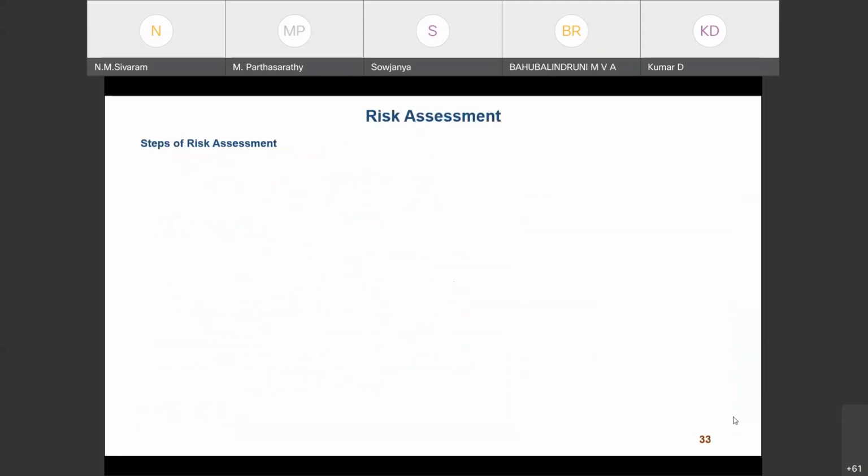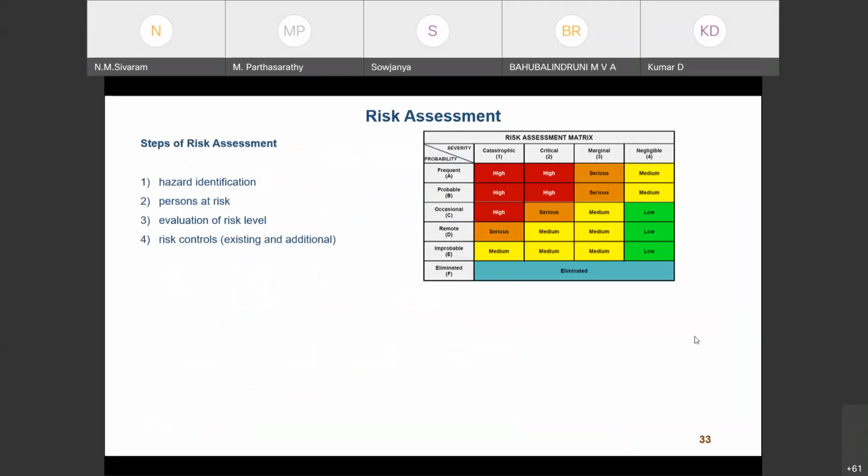So, the steps of risk assessment. First you have to identify the hazards. Then you identify the persons at risk. Then you evaluate the risk level. As I told you, risk assessment always has two factors: the severity of the hazard, and the probability of it occurring. When the probability is high and the severity is also catastrophic, you put it at high priority and work on this particular risk. You try to reduce the risk completely, or bring it down to a medium or low level. Then you start thinking about the other risks based on severity and probability.